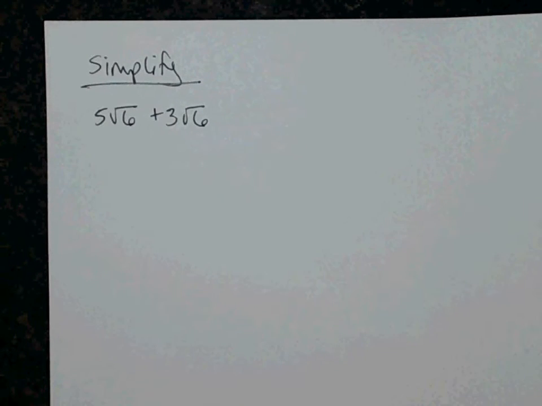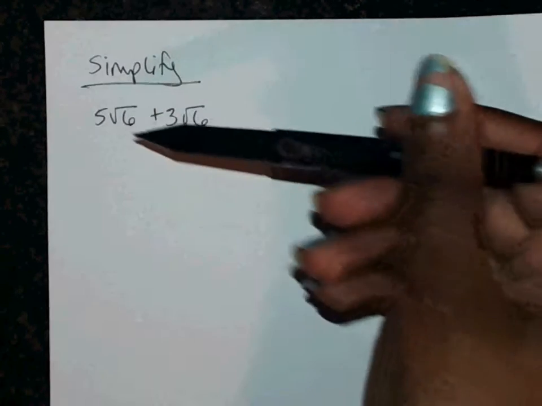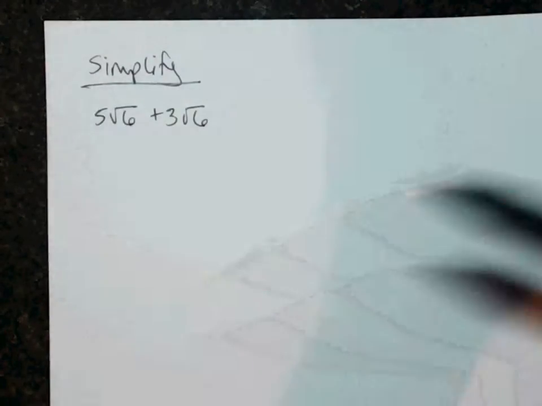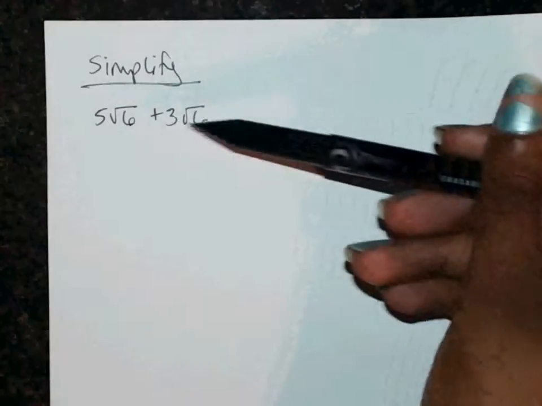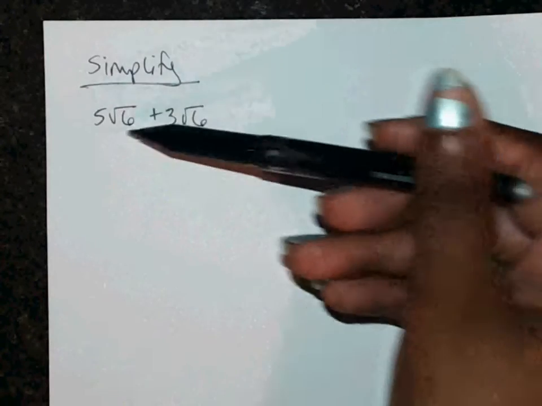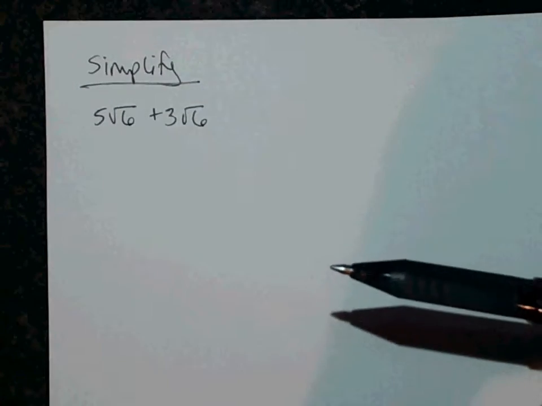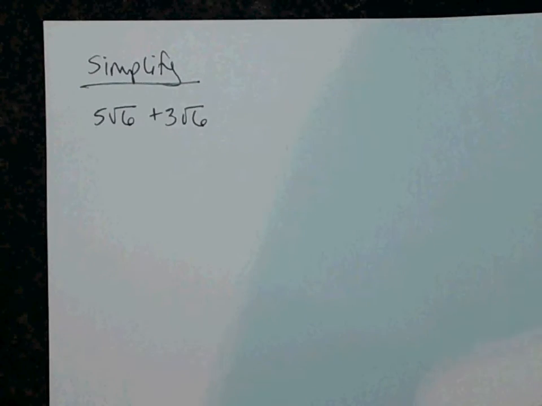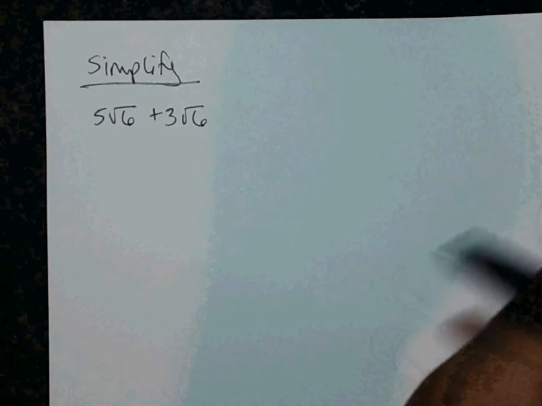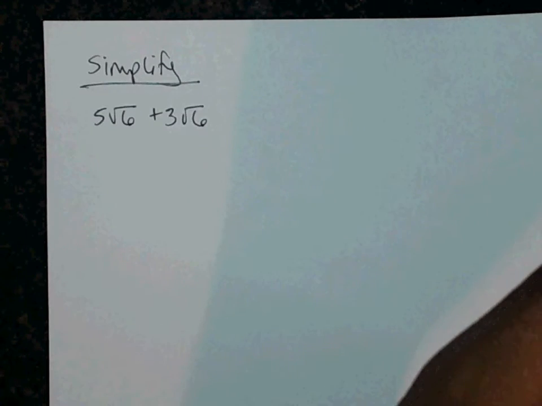Here we go. The first thing you do when you have to add, subtract, or multiply radicals is you see if you can simplify the radicals even further. In this video, I'm just going to show you addition, subtraction, and multiplication, and I'm going to have division in the last video. And a little cool trick at the end. Alright.